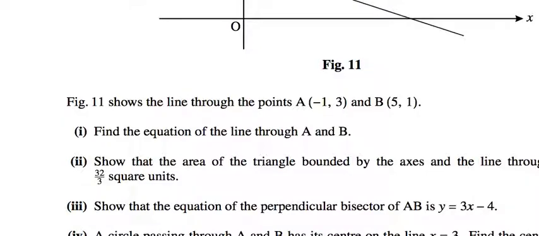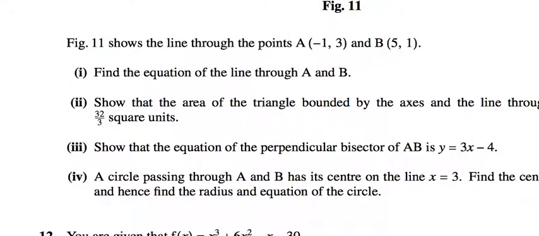You can skip part 2 if you want, and part 3. A circle passing through A and B has its centre on the line x equals 3. Find the centre of the circle, hence find the radius and the equation. So x equals 3, and bearing in mind that you found the equation of the line in part 1, you can just put that into the equation and get y, and then your xy coordinate is going to be 3, and then whatever you got for y for the centre. Hence find the radius and equation.